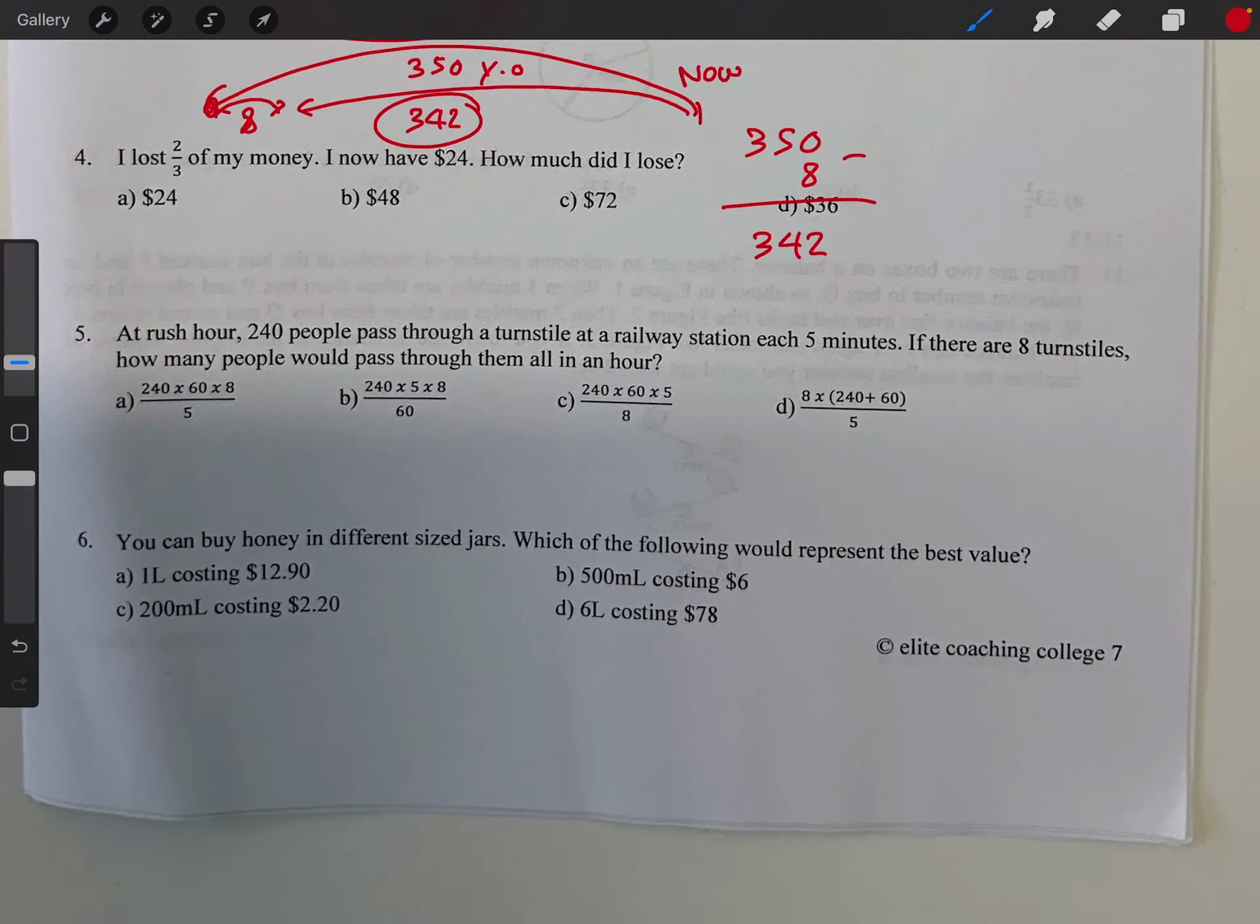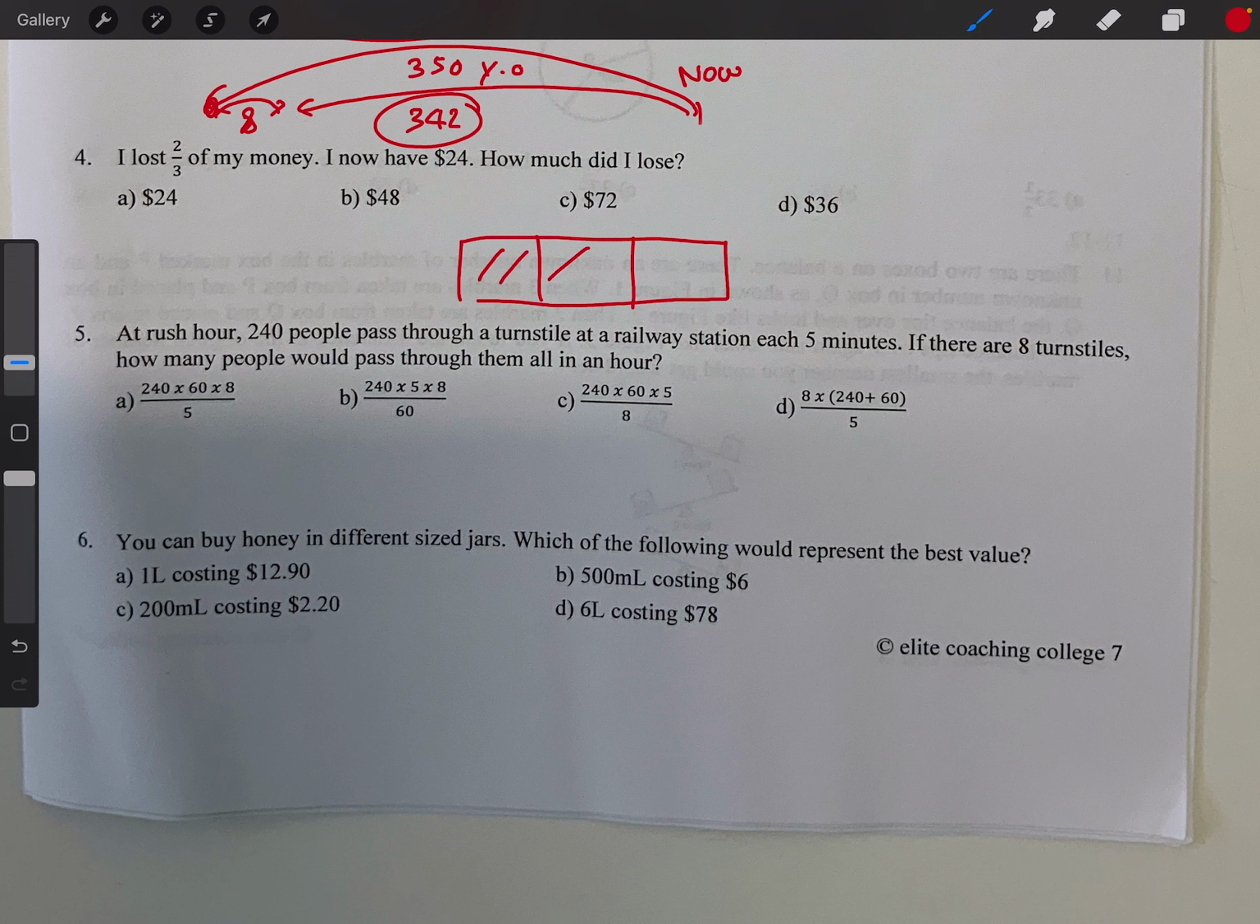Next one, it says I lost 2/3 of my money. I now have, so let's just imagine here's your money. You lost 2/3 of it. So you lost this much and you only have 24 left. If 1/3 is 24, that means all of this is 24. How much did I lose? You lost these blue ones altogether. You lost 24 and 24. How much did you lose?